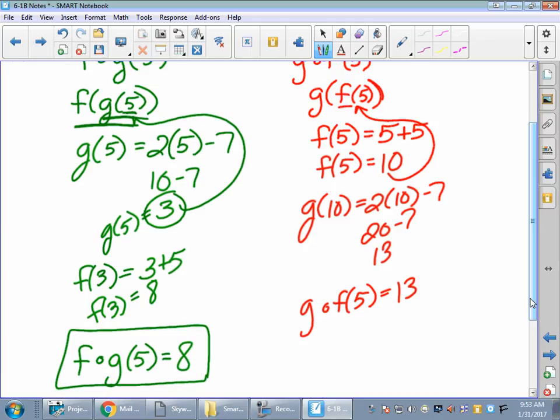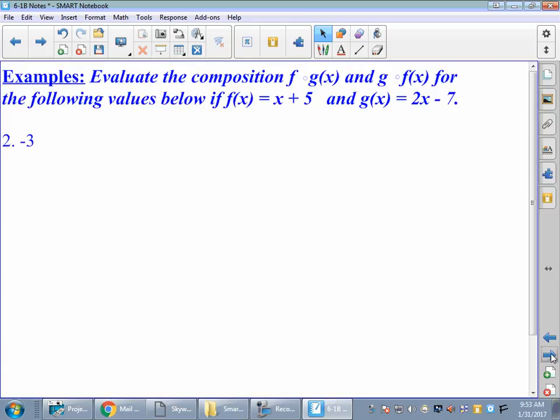I got 10 in between there, but we don't even mention the 10. We just sort of skip over it. 5 gave us 10, 10 gives us 13, therefore 5 gives 13. And that's G of F of 5. Order definitely matters. We're going to skip the -3 example.